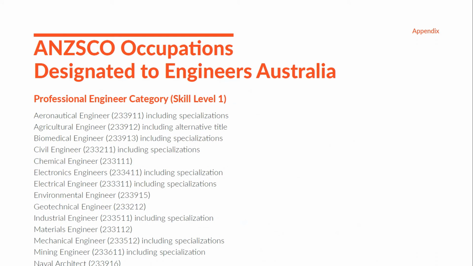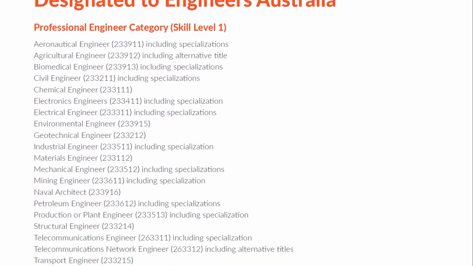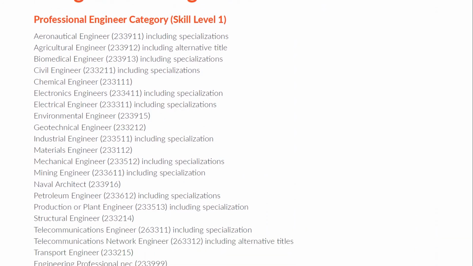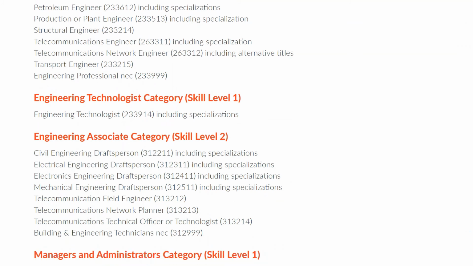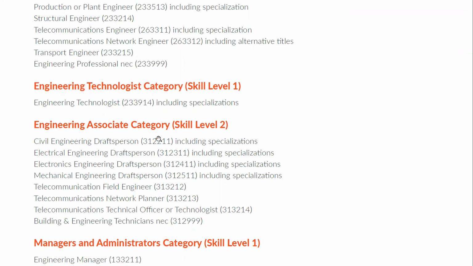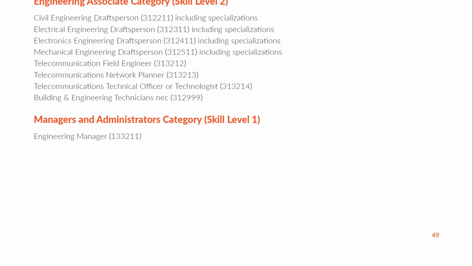And these are the occupation designations for Engineers Australia. You need to use these codes, because your application will be analyzed on the basis of them. Specialization: if you did industrial engineering and did a specialization also, you have to mention it over here. These are the category codes. Skill level 1, skill level 2 depends on which category you are applying for. After that, this is enough.